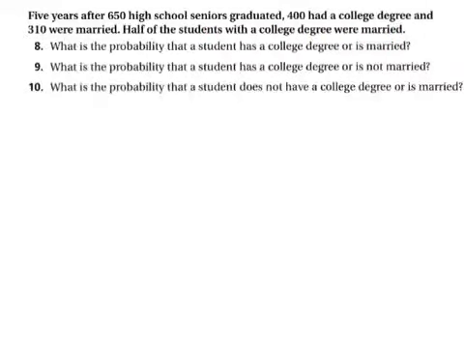So right there we know that this has to be a Venn diagram because there's some overlap. There's two ways we know that there's overlap. One of the ways is because there's 650 students, and 400 of them had a college degree, 310 were married, which means these are not mutually exclusive because these add up to more than 650. The other piece of information we have is that half of the students with a college degree were married. That means there's some people who were in both categories. So let's set up our Venn diagram.